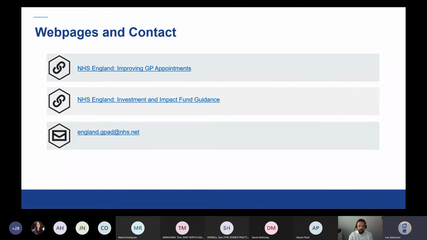And just finally, there is some further help if you need it. NHS England have a good website around improving GP appointments data, and it talks about various different things, not just the mappings, which I'm sure if you read it, you'll find useful. The second one is around investment and impact. If you want to read about that, it's just there for you to look and read. And obviously the final one is the contact to the NHS England email address. And that's it. Thank you.